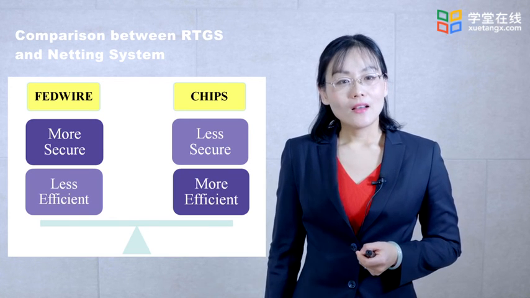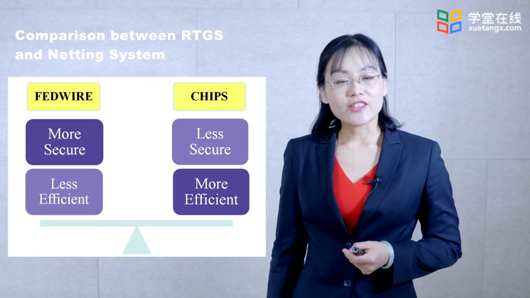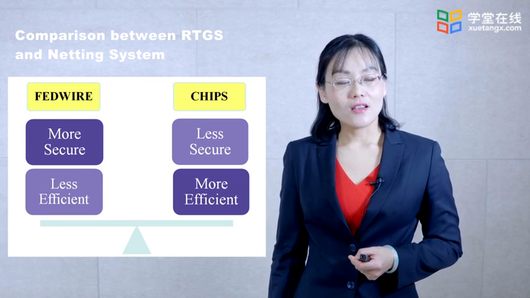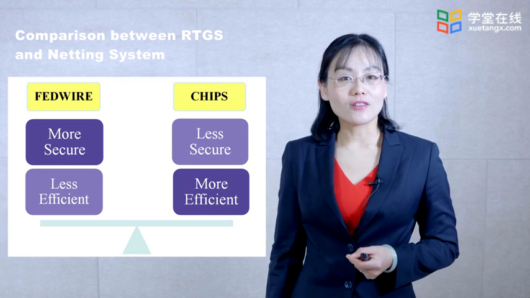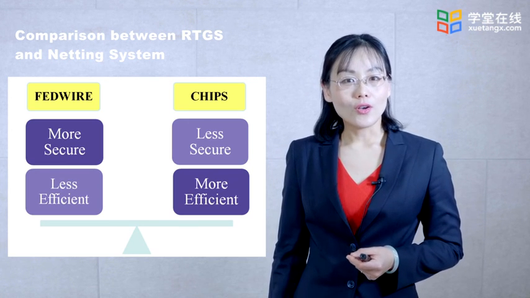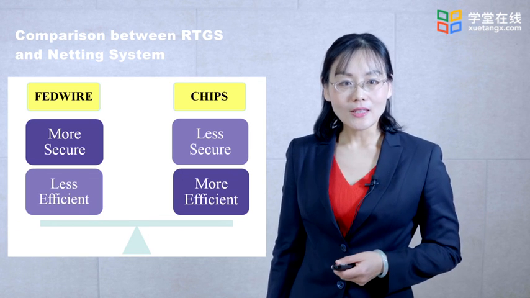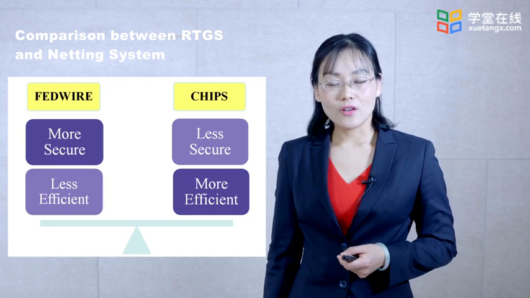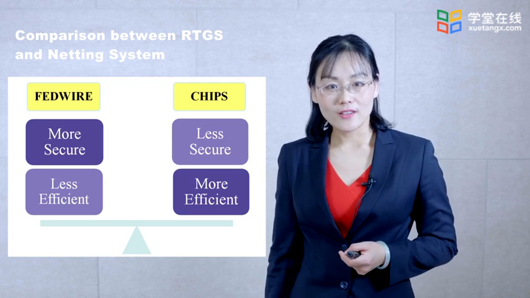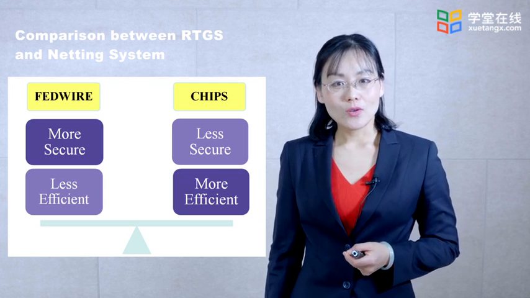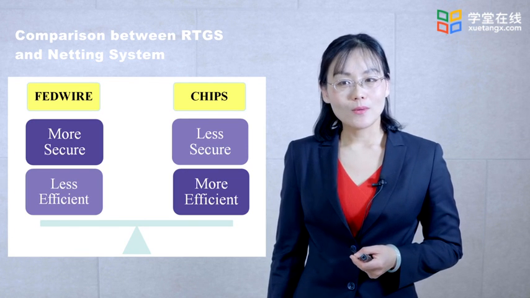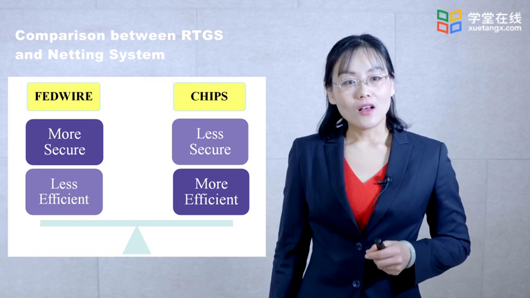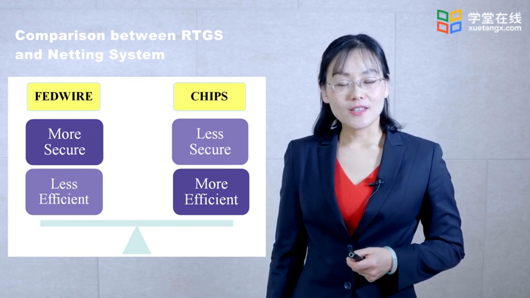Therefore, RTGS is generally adopted by central banks, such as Fedwire for US dollar, Target for euro. A netting system is more efficient, of course, at the cost of security. CHIPS, which is operated by private banks, adopts the netting system.